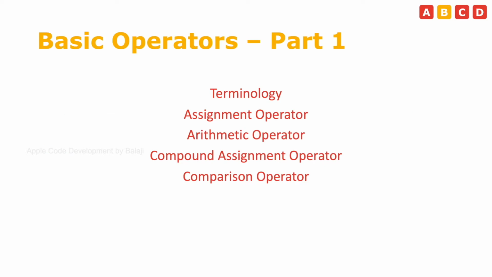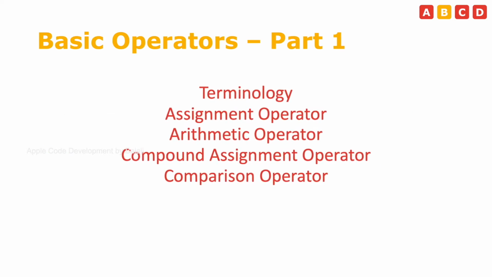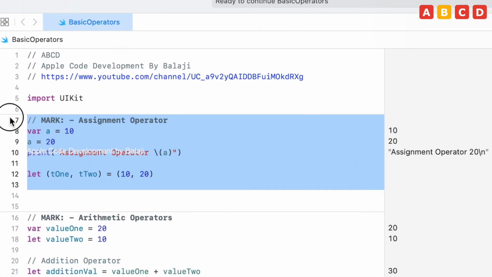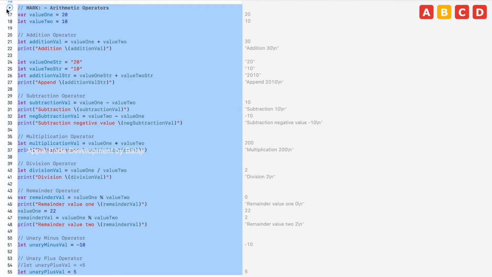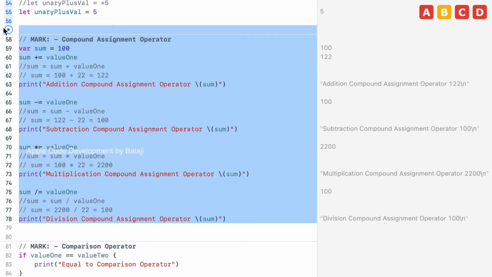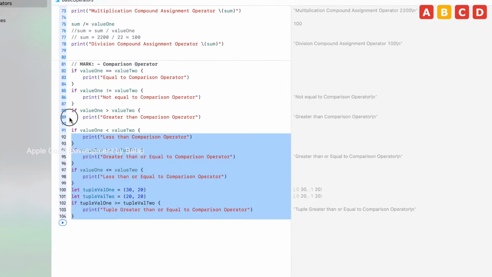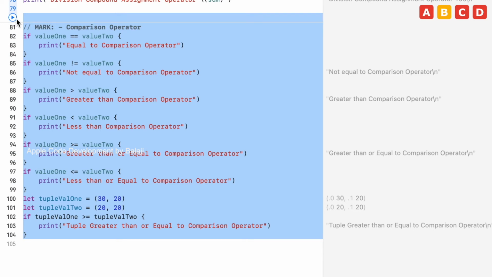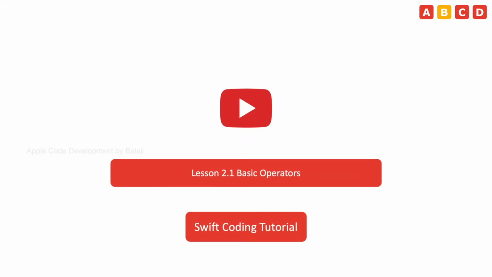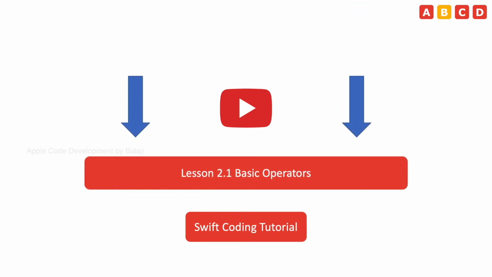Just recalling Part 1. In Part 1 we have seen terminology, assignment operator, arithmetic operator, compound assignment operator, and comparison operator. I hope you are clear about these operators. If you didn't, please watch the lesson 2 Basic Operators Part 1 video. Link in the description.